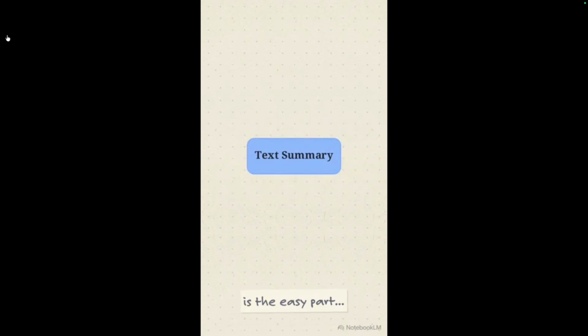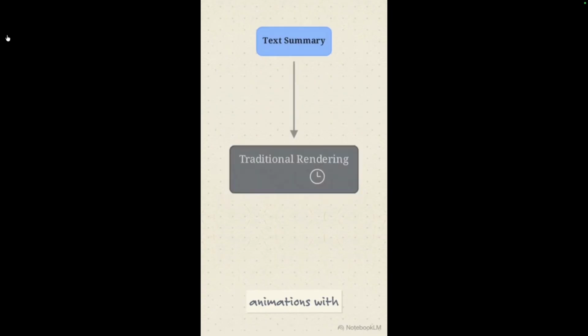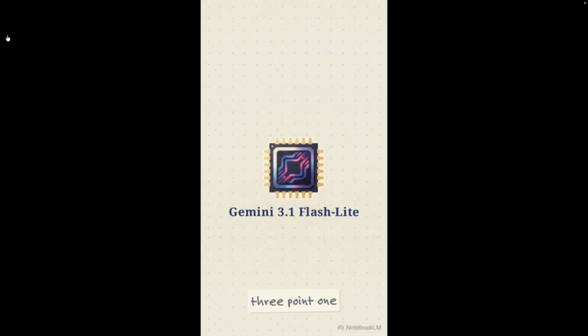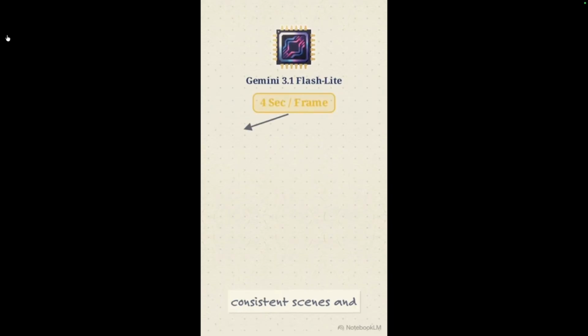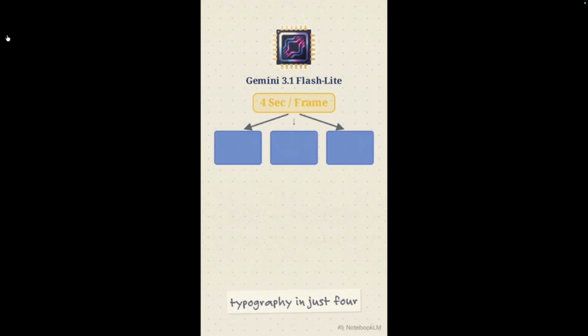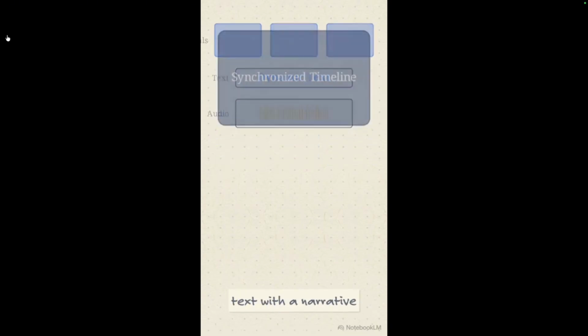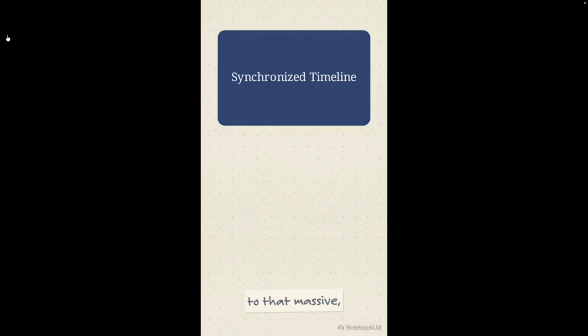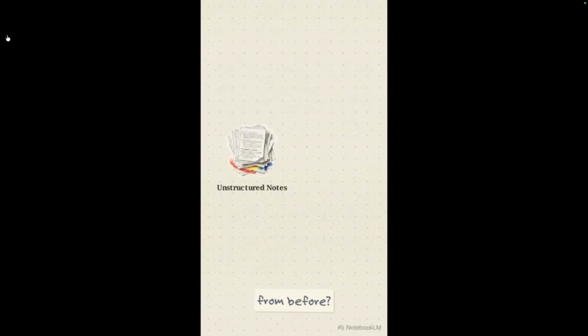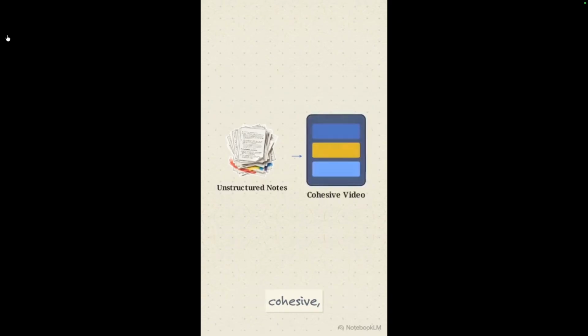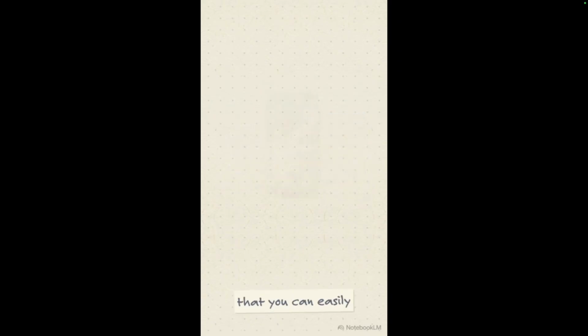Summarizing the text is the easy part, but rendering visually consistent animations with accurate text usually takes hours of processing. That's the hurdle Google solved by integrating Gemini 3.1 Flashlight Image. This powerful new engine rapidly generates visually consistent scenes and highly legible typography in just 4 seconds per frame. Finally, the system syncs those educational animations and kinetic text with a narrative audio track. So what happens to that massive, intimidating stack of exam notes from before? It's now a completely cohesive 60-second explainer video that you can easily watch anywhere.